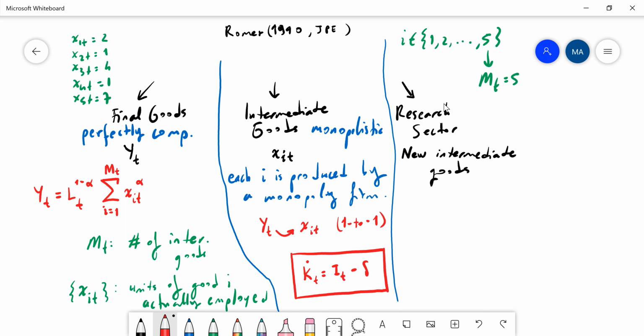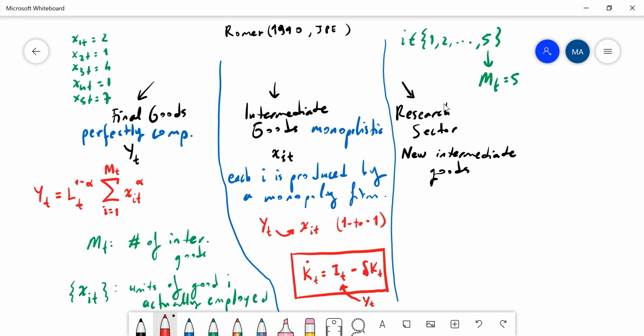In the Solow model, how do you create a machine? Well, you create it through investment, right? Where does this investment come from? Well, it comes from output, right? So there is a one-to-one relationship between output and capital, right? Same is true here. So there is a one-to-one relationship from the final goods sector to the intermediate goods production. Okay, so that part is the same.